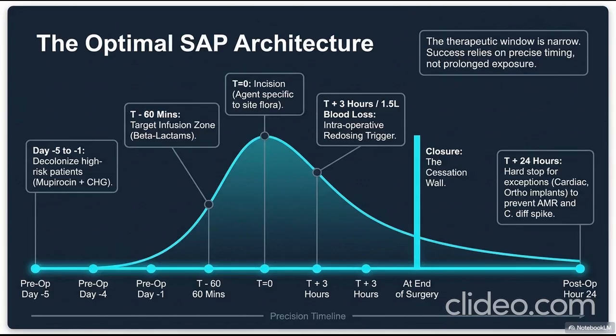Slide 12. Conclusion. The optimal SAP architecture. In summary, the optimal SAP architecture is a timeline of precision. Decolonize high-risk carriers by day -5. Hit the target infusion zone 60 minutes before incision. Redose at the 3-hour mark or 1.5 liters blood loss, and hit the cessation wall at the moment of wound closure. Success in surgical prophylaxis is not about how much we give, but about the surgical precision of when we give it.